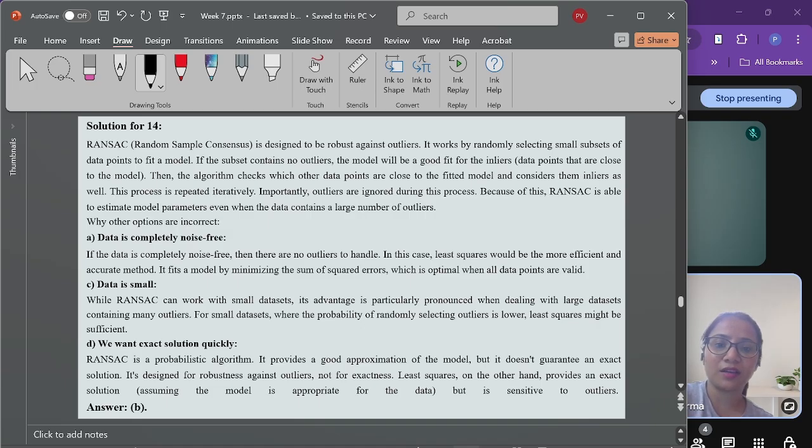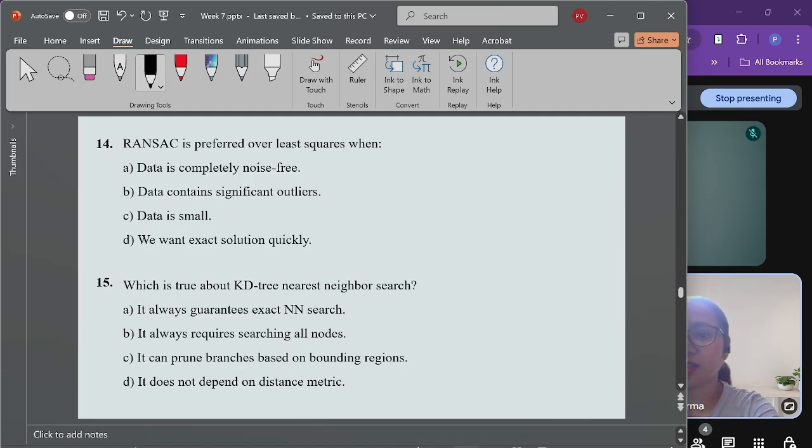Its advantage appears particularly when dealing with a large data set, that means one containing many outliers. Okay. And option D is we want an exact solution quickly. No, that is also incorrect, because RANSAC is a probabilistic algorithm. It provides a good approximation of the model but does not guarantee an exact solution. Okay. So only option B is the correct answer: data contains significant outliers.